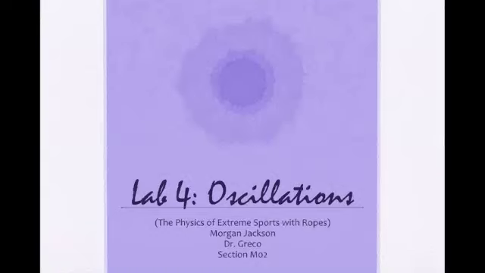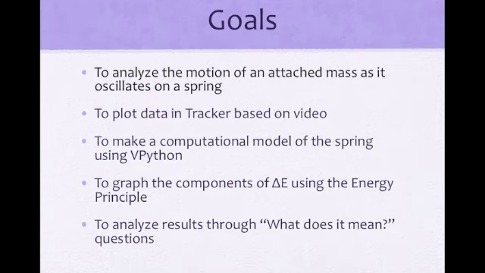Lab 4 Oscillations, the physics of extreme sports with ropes. The goals of this lab report are to analyze the motion of an attached mass as it oscillates on a spring, to plot data in Tracker based on video, to make a computational model of the spring using VPython, to graph the components of delta E using the energy principle, and to analyze results through what does it mean questions.